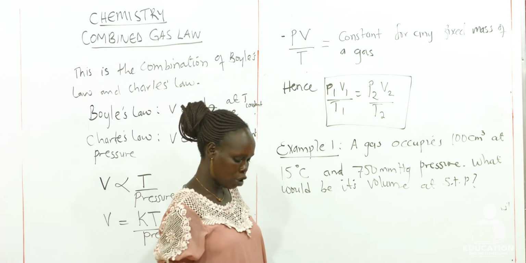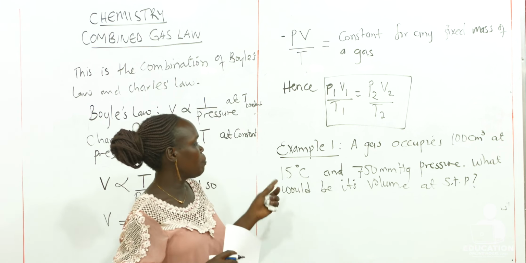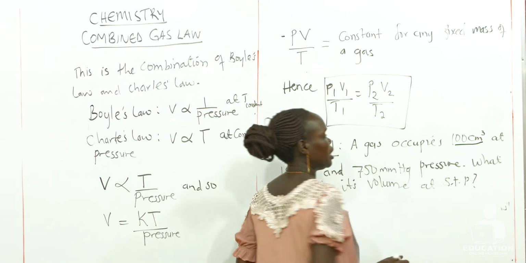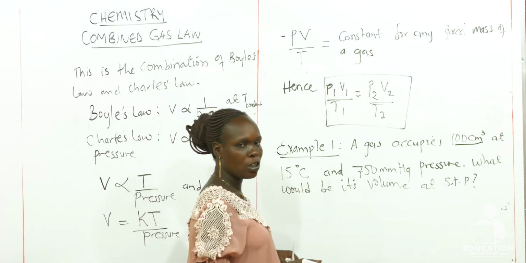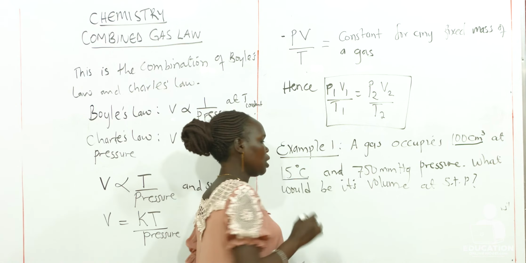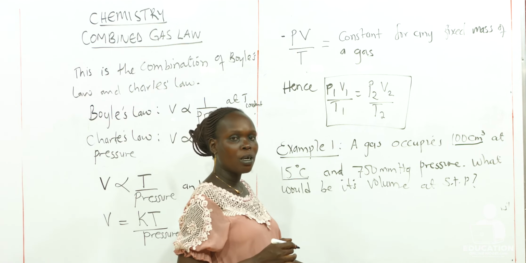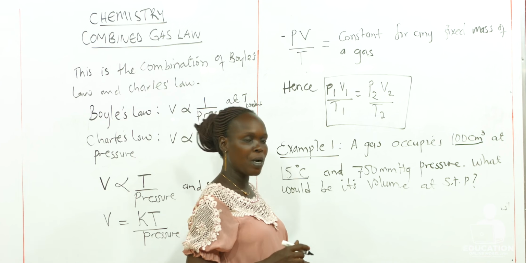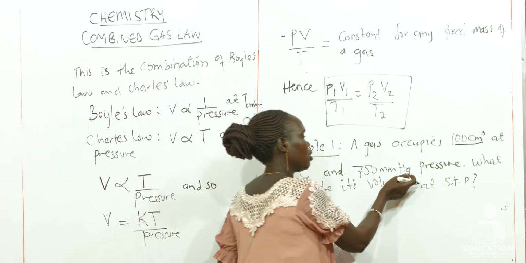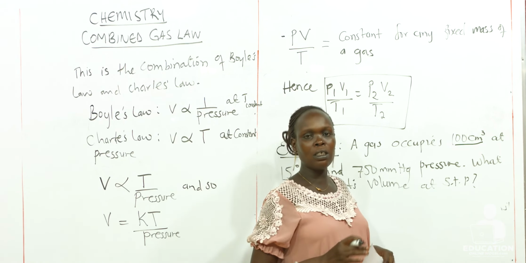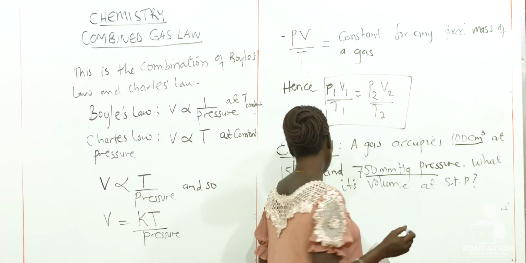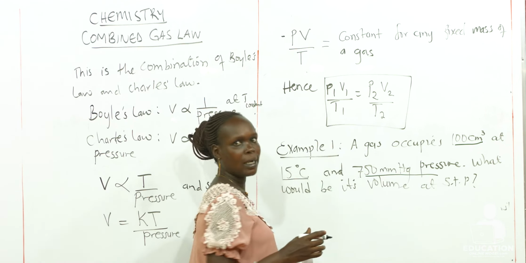and pressure. So if a gas occupies 100 centimeter cube, which we represent as volume 1, the original volume, at 15 degrees centigrade, which is temperature 1, or absolute temperature 1, and 750 millimeters of mercury, which is represented as pressure 1, what would be its volume at STP?